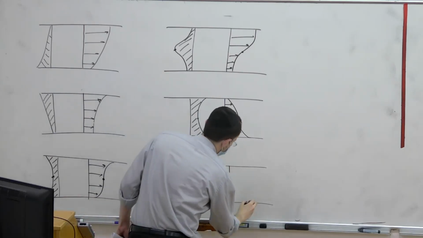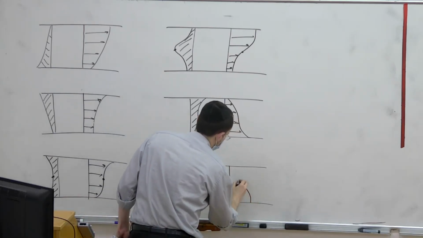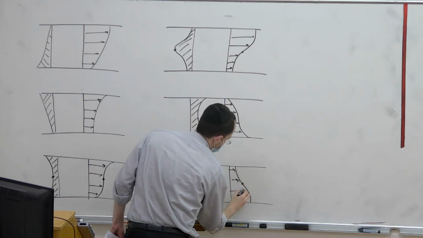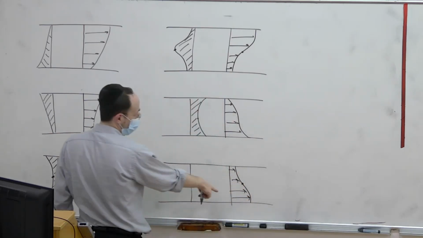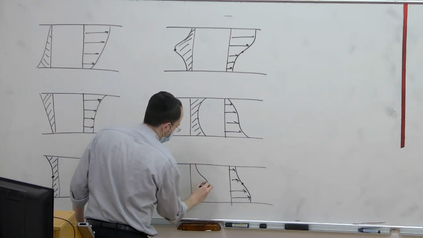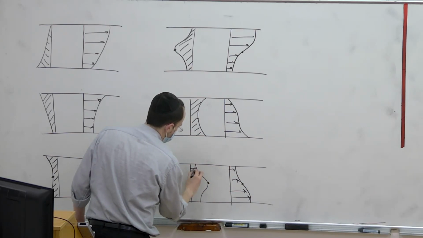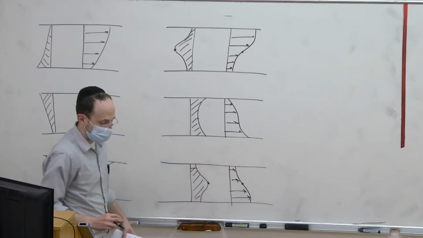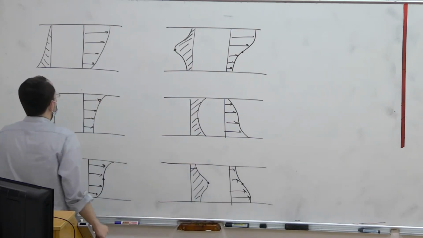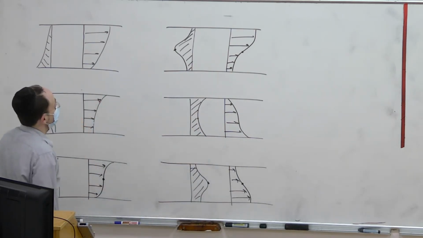And then, of course, we can do the opposite. We can have it concave down and then concave up. Inflection point. Velocity still decreasing with y, and therefore positive vorticity with an inflection point. So these are the profiles that we can consider. So all we have to do now is check the criteria.